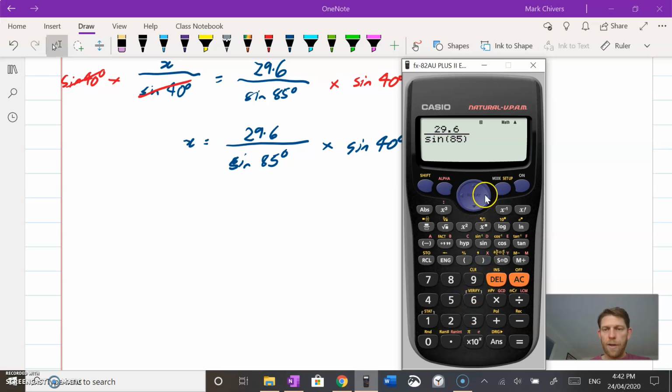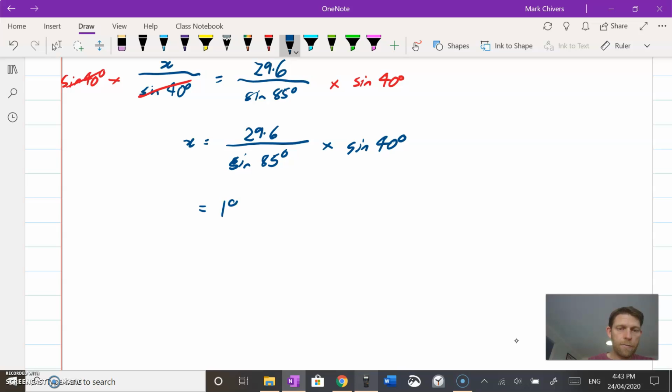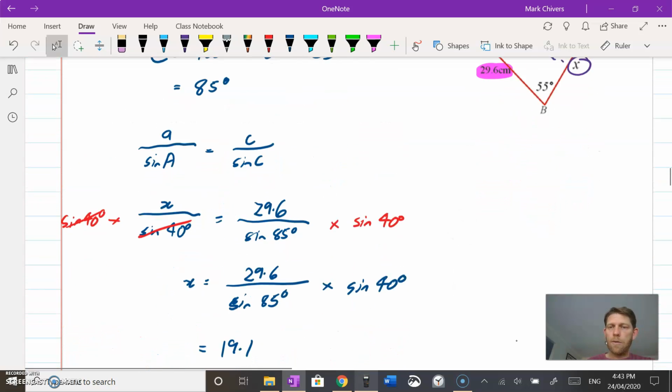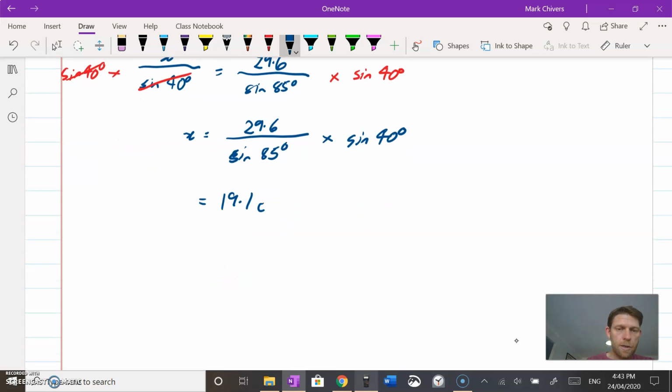Close our brackets off, and then we can multiply that by sine 40. We close our brackets off there, and that's going to give us 19.09. We'll call that 19.1 centimeters, centimeters was the units, to 1 decimal place.